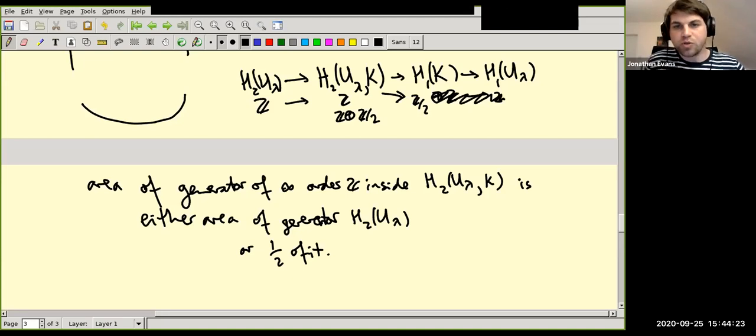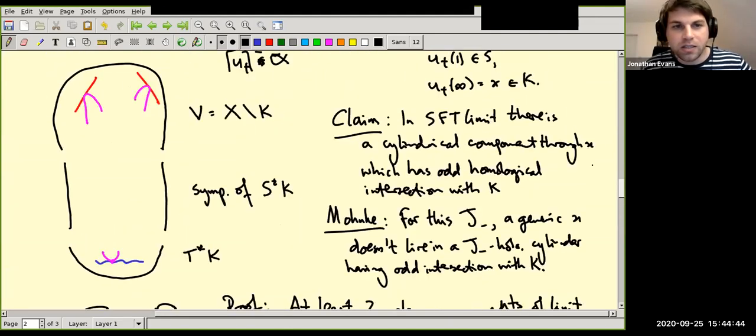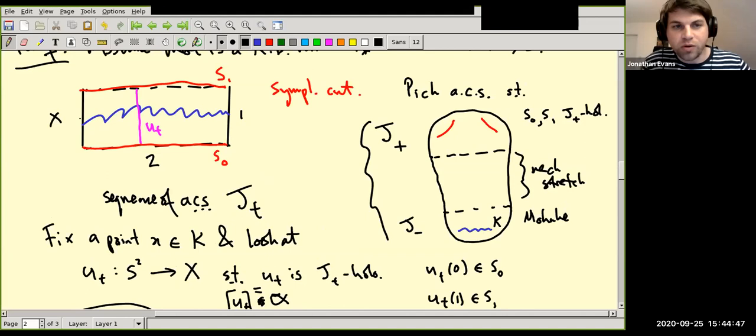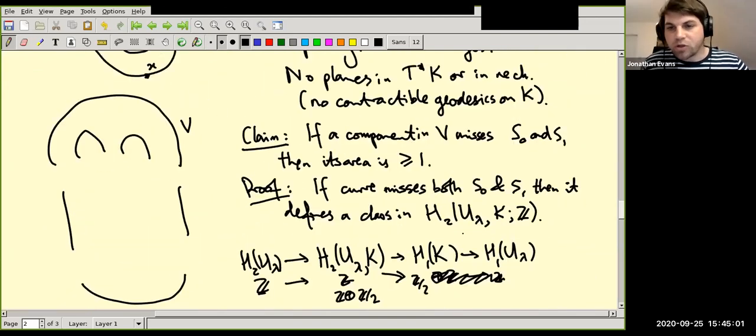Right, so if there's no Z mod 2 here, then you get exactly the area. But if this group is index 2 inside this group, then this generator is going to have half the area. And what is the area of a generator of this group? It's 2, right? This is the generator of the second homology of U lambda, this horizontal line, and that has symplectic area 2. So that's what tells us that this disk with boundary on K has to have area at least 1.